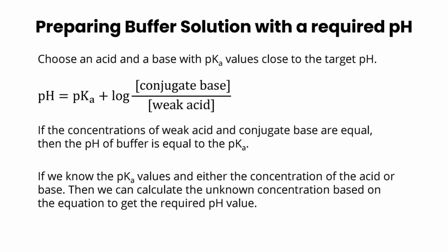And if the concentrations of the acid and base forms are equal? If conjugate base equals weak acid, then the ratio is 1. The log of 1 is 0. So pH just equals pKa. Exactly. That's the point where a buffer has its maximum capacity to resist changes in either direction.